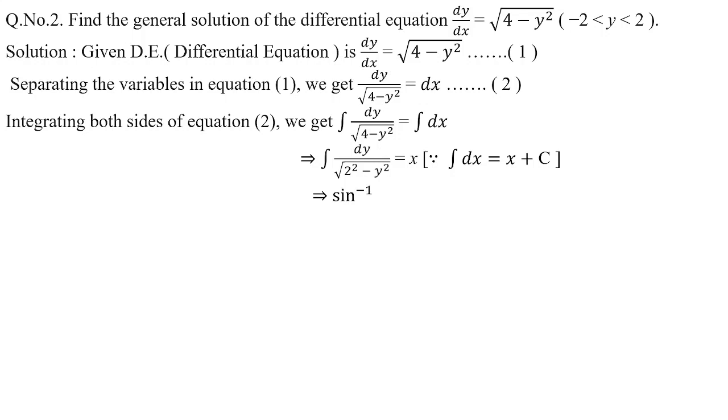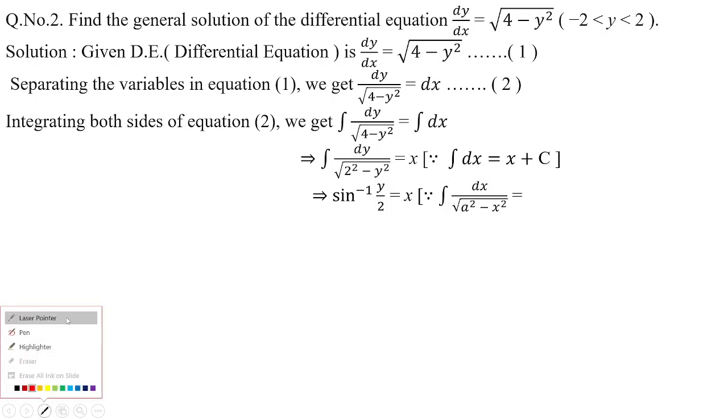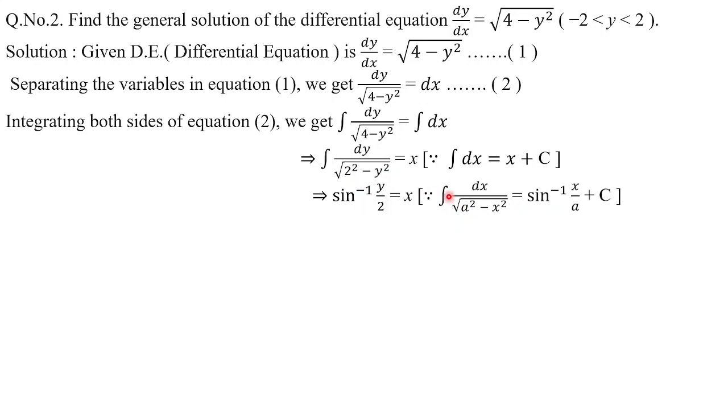So sine inverse y, here the variable is y, so sine inverse y by 2 is equal to x, because integral dx by square root of a square minus x square is the appropriate integral formula to evaluate this integral. Integral dx by square root of a square minus x square is equal to sine inverse of x by a plus c. So on both sides, the integration part is completed. Yes or no, my children?